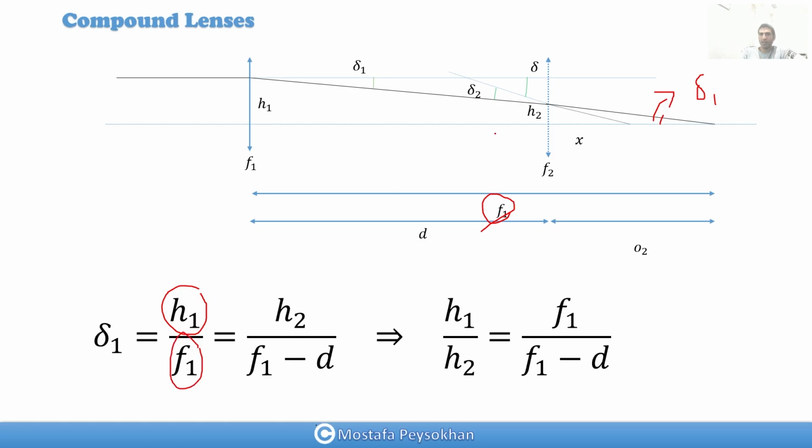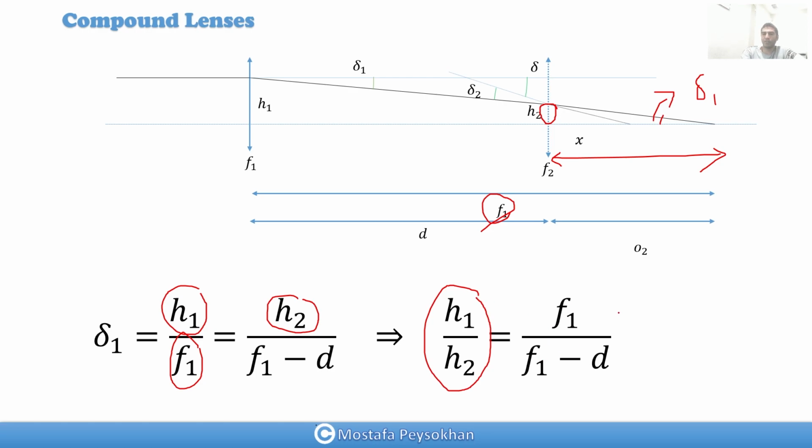That's very well known. At the same time, we have the same angle here, which is equal to h2, the height that we have here, over this distance, which is f1 minus d. Then we have a good definition for h1 over h2. So it's equal to f1 over f1 minus d.